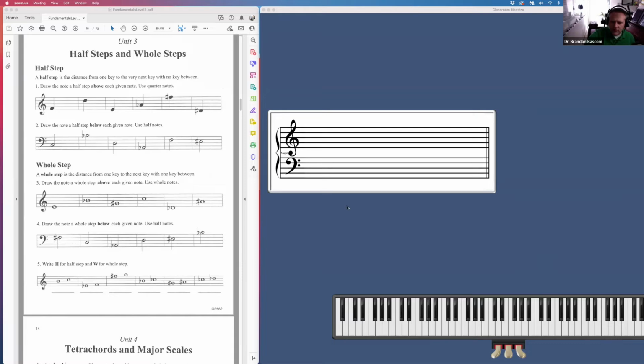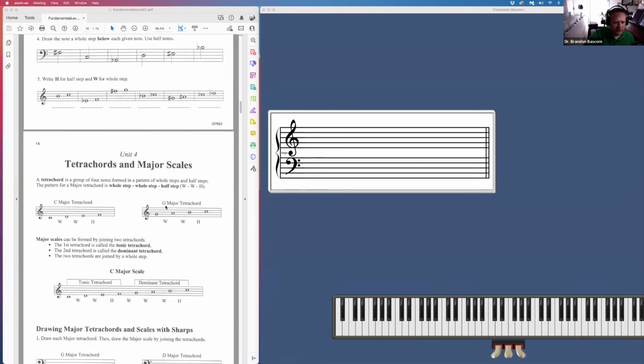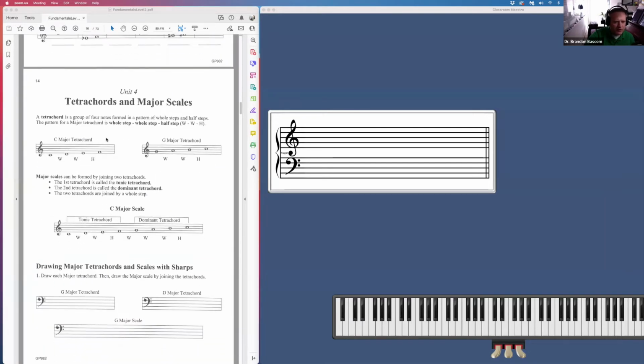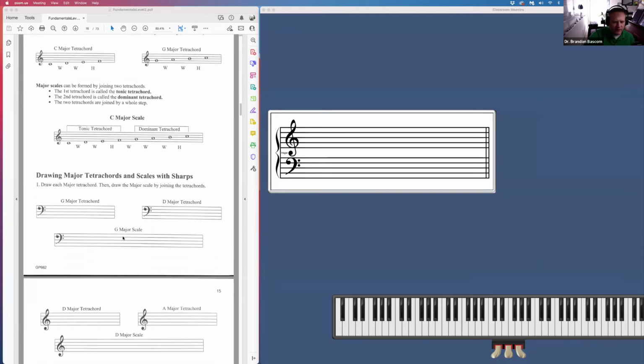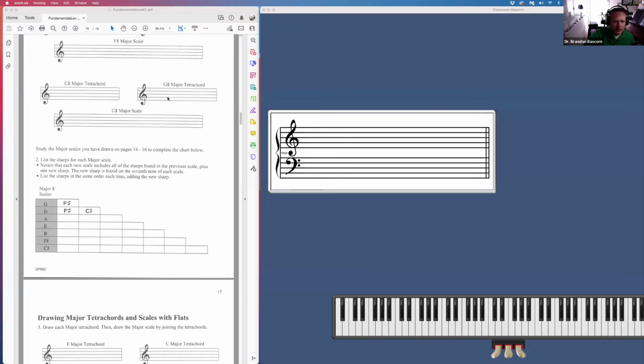All right, moving on, Unit 4, tetrachords and major scales. If you follow the pattern, first note, whole step, half step, whole step, you'll be right every time. Don't be afraid to check yourself on a piano. G sharp major tetrachord. G sharp, that's my first note. Whole step, I'm going to get A sharp. Don't skip a letter. Don't repeat a letter. Don't mix sharps and flats.